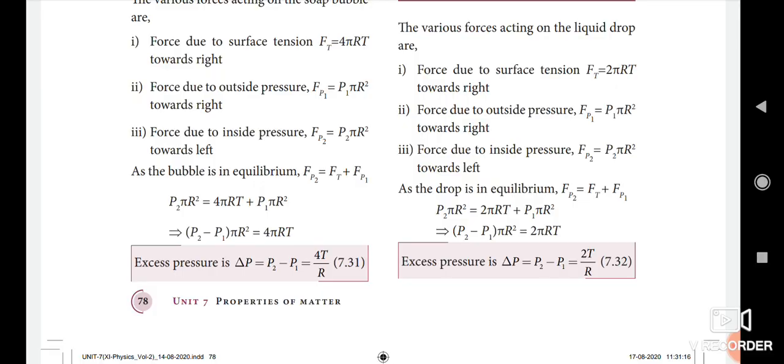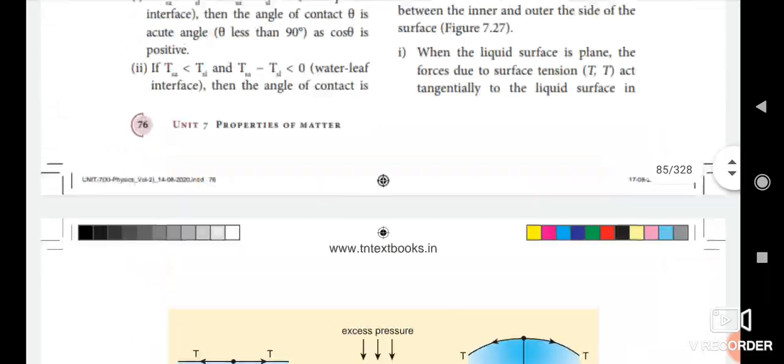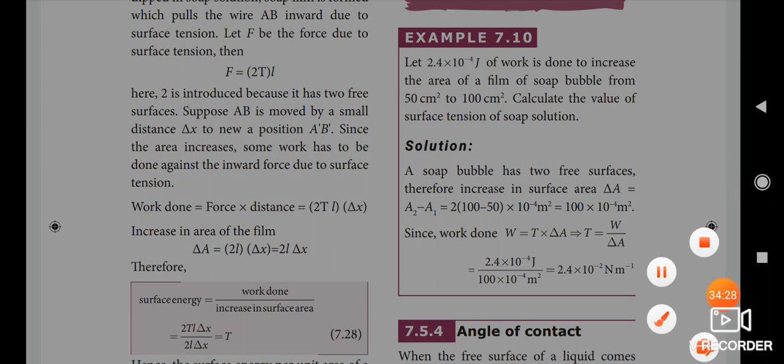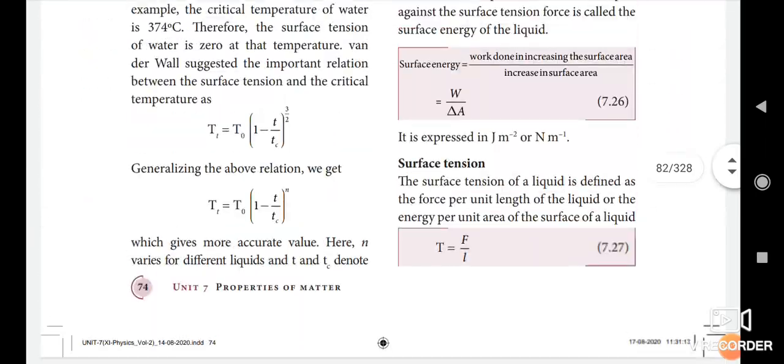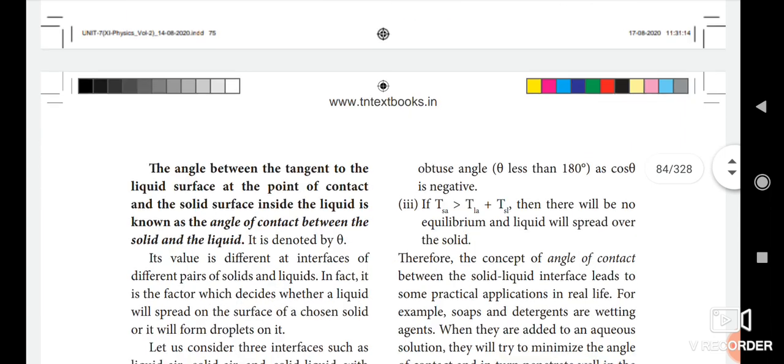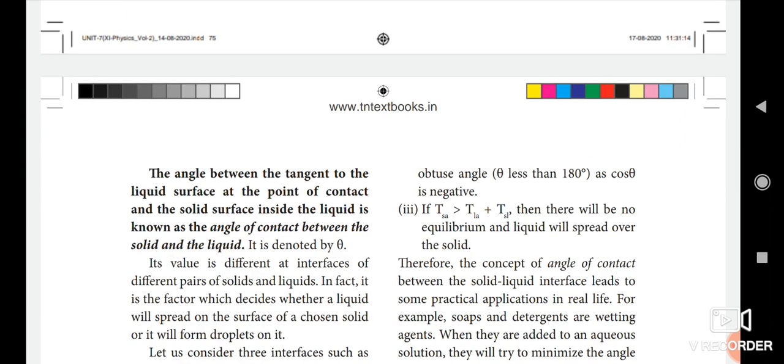Okay, today we see about the angle of contact. What is the angle of contact? The angle between the tangent to the liquid surface at the point of contact and the solid surface inside the liquid is known as the angle of contact, between the solid and the liquid. Here this angle of contact is denoted by theta.